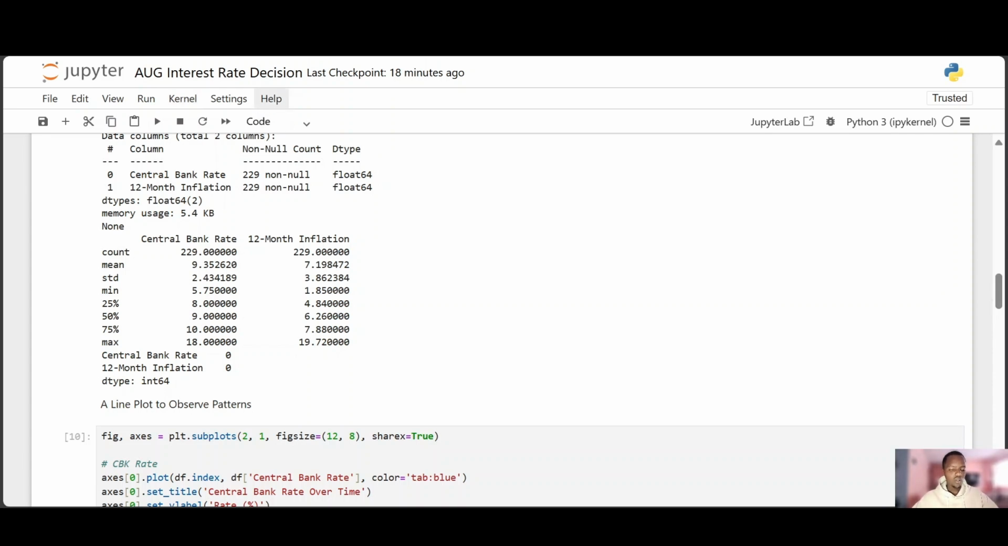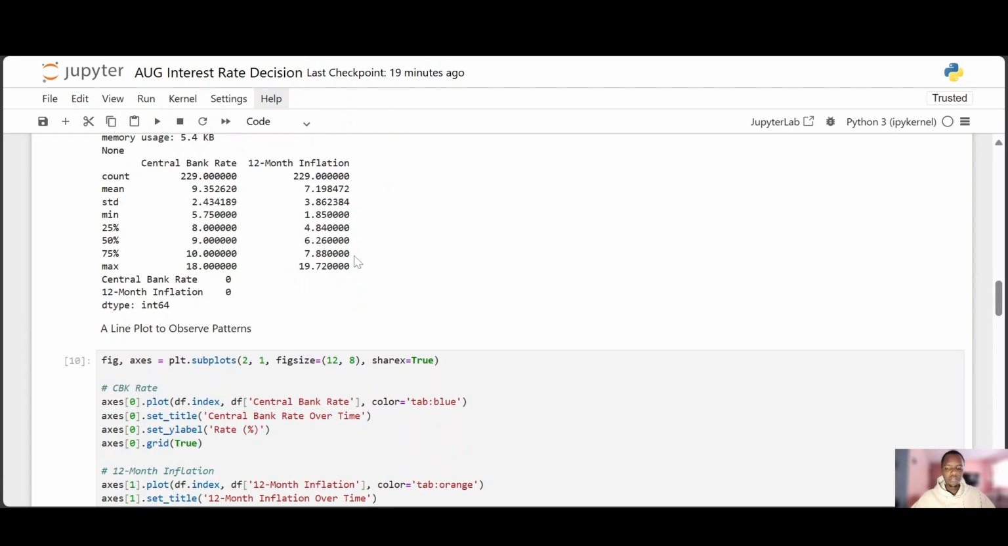So let's go to the 12-month inflation. So I'm reading from here. The average 12-month inflation is 7.198. The average difference, or the standard deviation, which is the average difference between the values and the mean, is 3.86. The minimum value is 1.85. The maximum value is 19.72. The first quartile, the second quartile, and the third quartile are 4.84, 6.26, and 7.88, respectively.